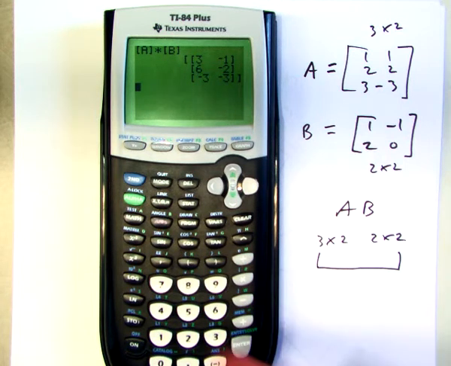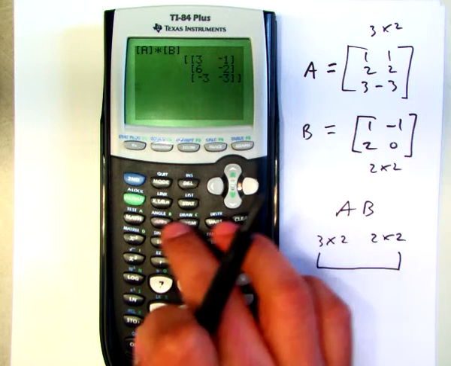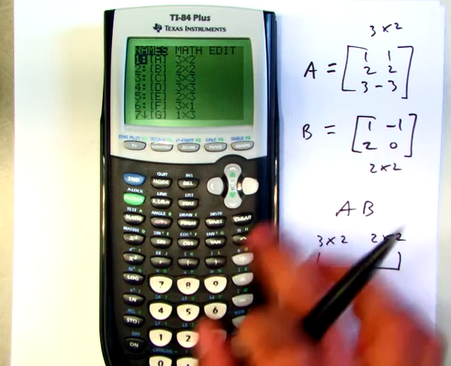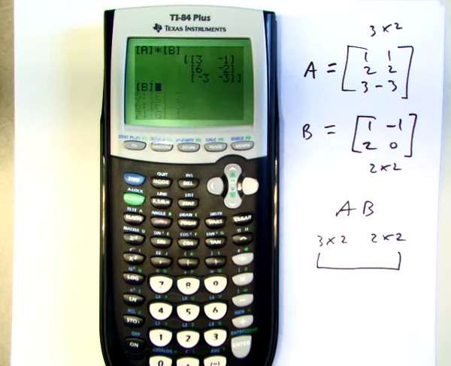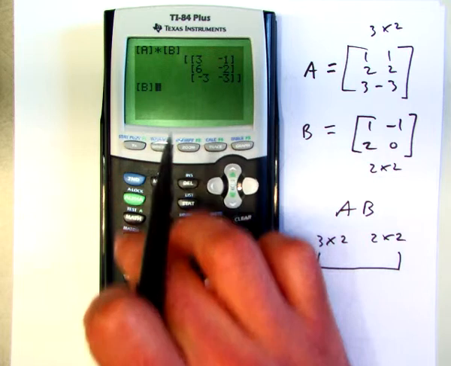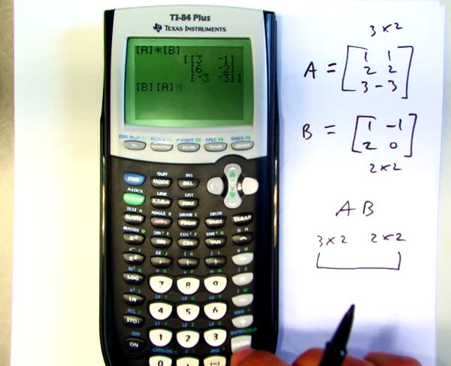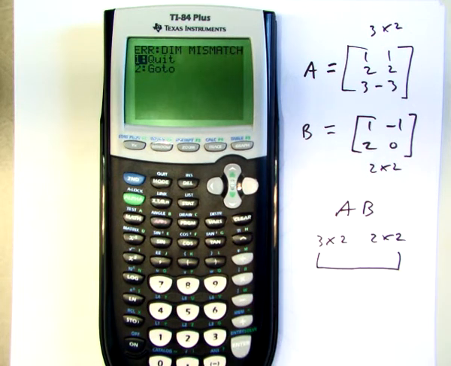Let's try to do B times A. So B times A. Dimension mismatch. Okay, your calculator is not as smart as you. If you wrote dimension mismatch on your quiz, I would not give you points for that.